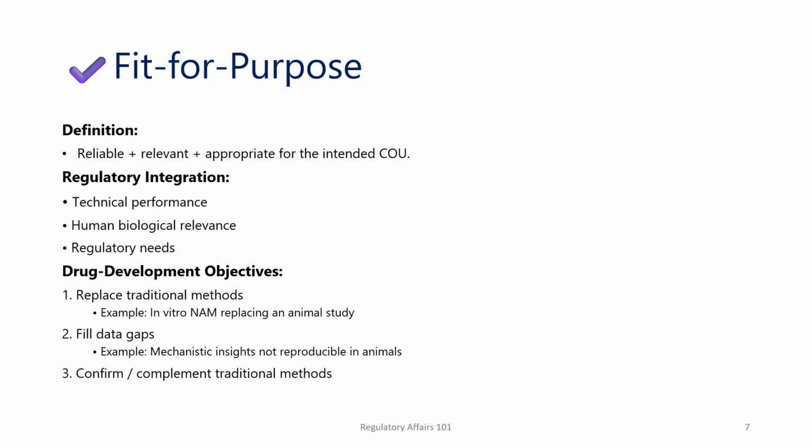And third, a NAM can confirm or complement traditional methods. For instance, it may help justify why certain animal species are unlikely to yield useful information, strengthening the overall weight of evidence.